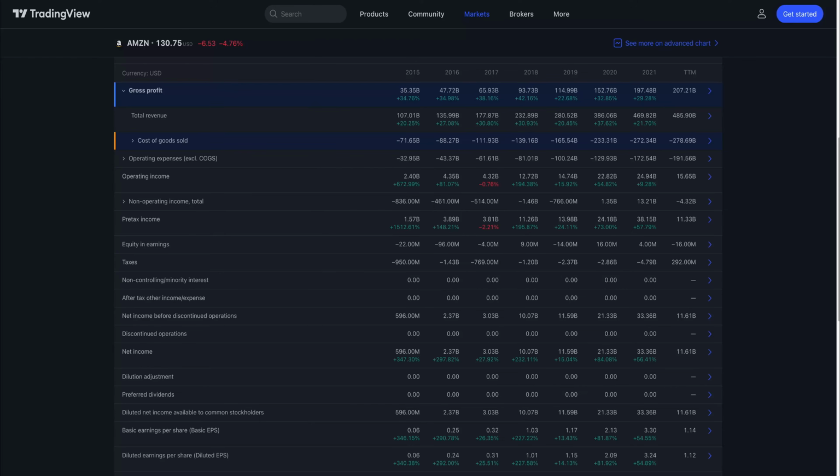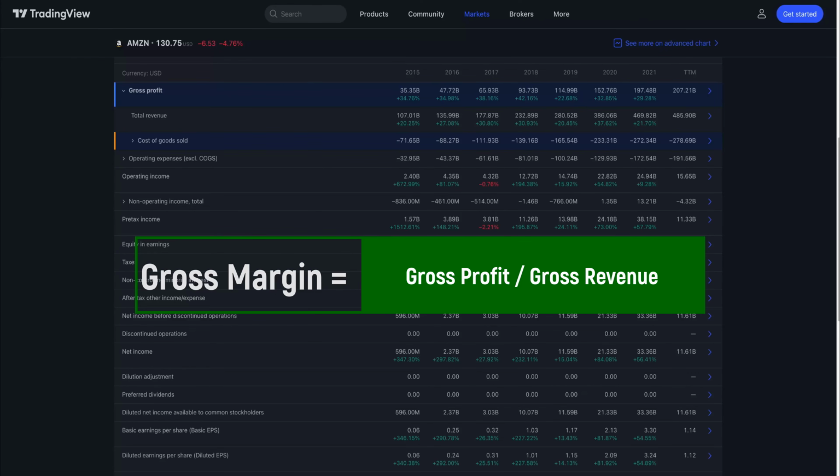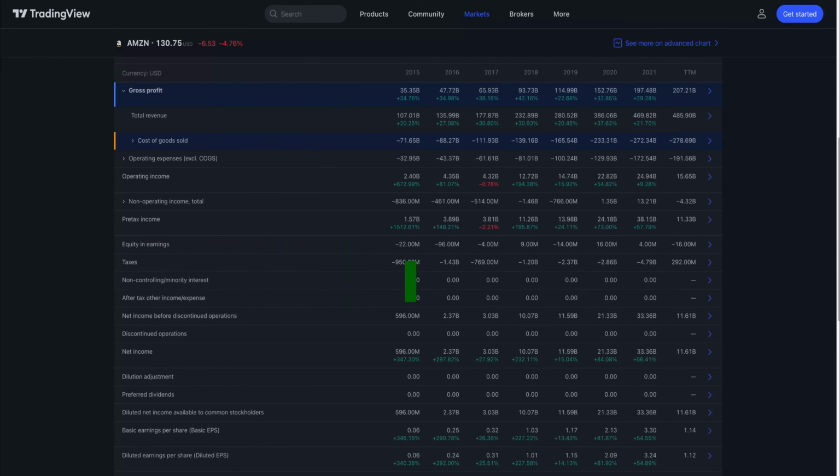Gross margin shows whether the company's sales are enough to cover their costs. To calculate the gross margin, you need to divide gross profit with gross revenue. In our case, these numbers are 197.48 billion divided by 469.82 billion. The number we get is 0.42, and since we refer to this on the percentage base, this is 42%. That means that for every dollar that comes to the company, Amazon makes 42 cents.